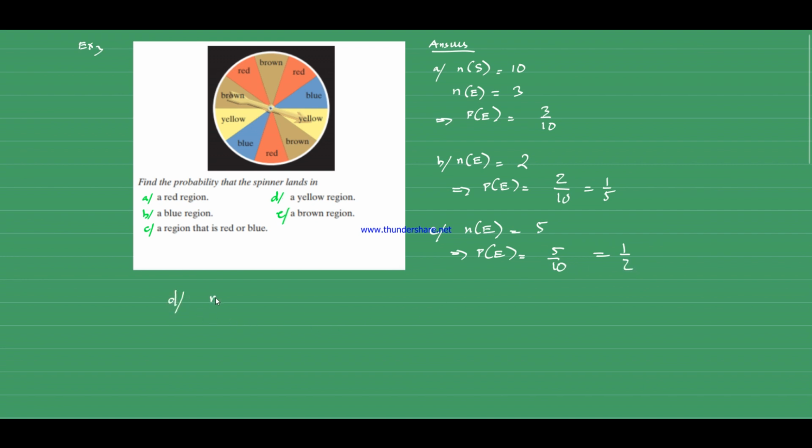And for part D, the cardinality of the event with yellow. So how many yellow? 1, 2 yellow. So the probability for this event will be 2 over 10. And finally, the cardinality of getting the brown. So we get 1, 2, 3 brown. So the probability over here will be 3 over 10. Pretty easy.